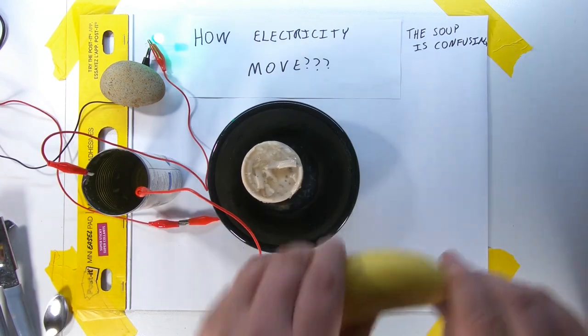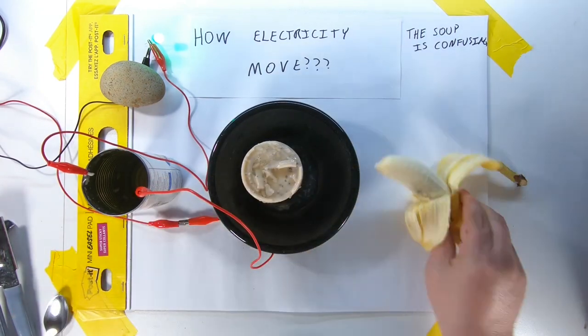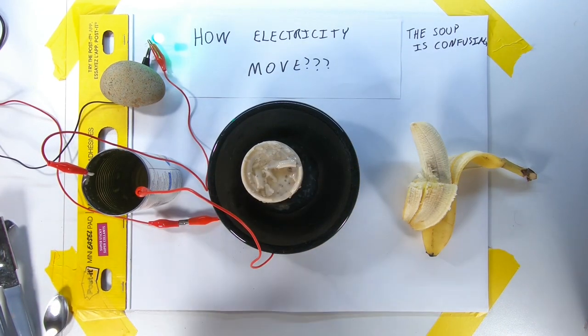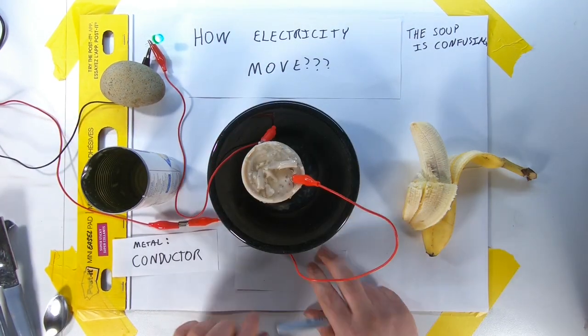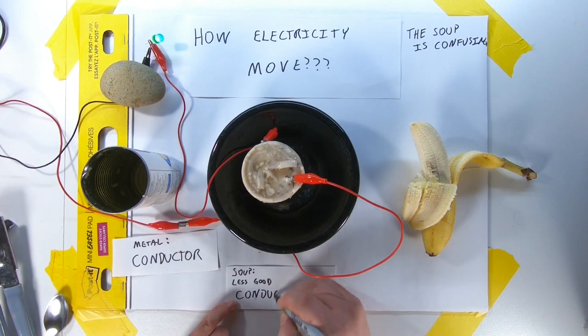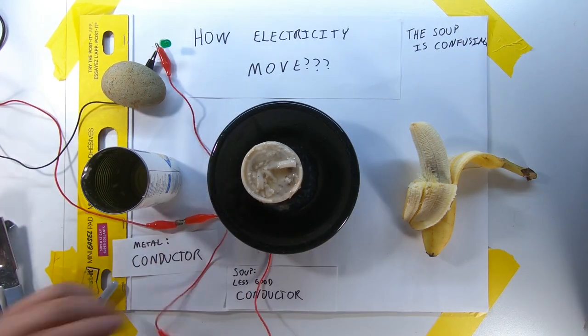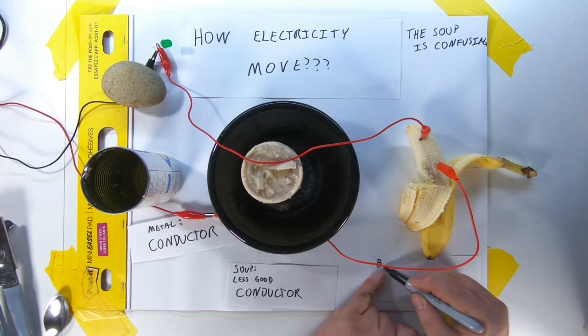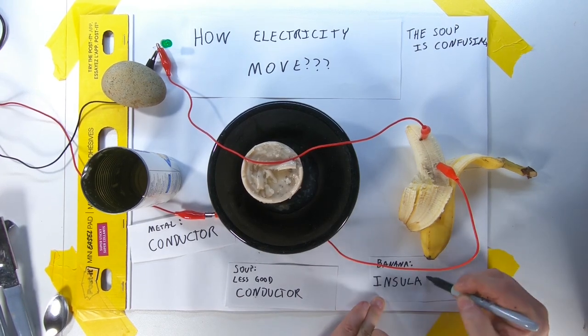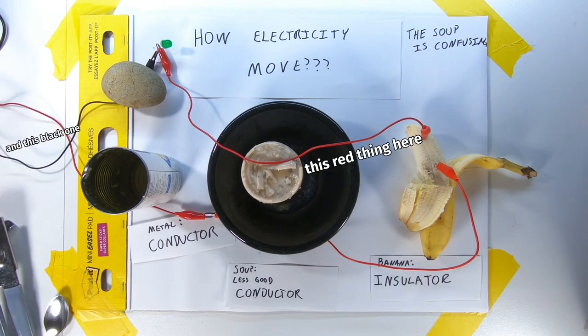Okay, rescue banana. Let's continue. Materials which allow electricity to flow are called conductors. The metal can is a good conductor. Thanks to horrible salt levels, the soup is a less good conductor. Materials which do not allow electricity to easily flow are called insulators. The banana, blocking our small amount of current, is an insulator. The wires we're using to test this property are conductive copper strings surrounded by an insulative plastic that protects us and other objects from that electrical flow.